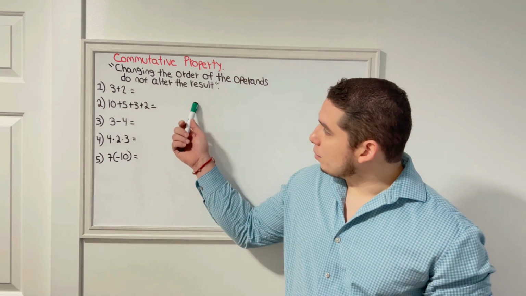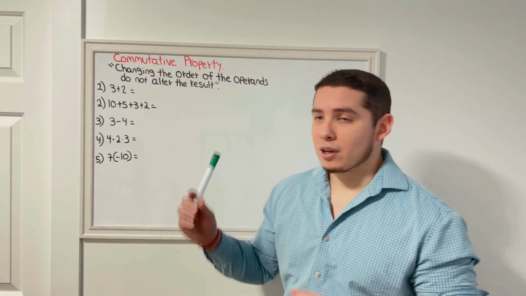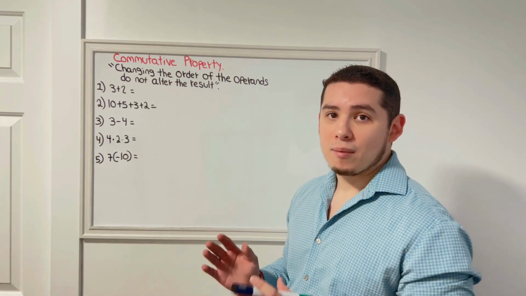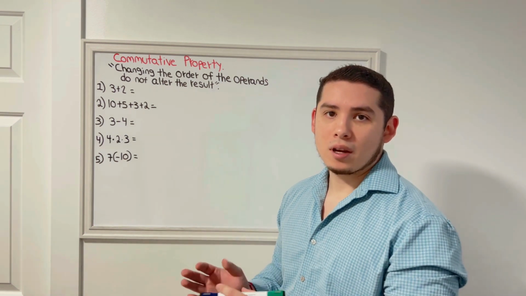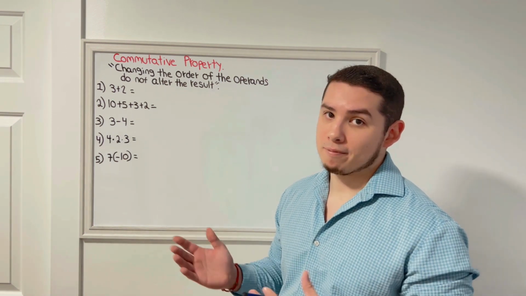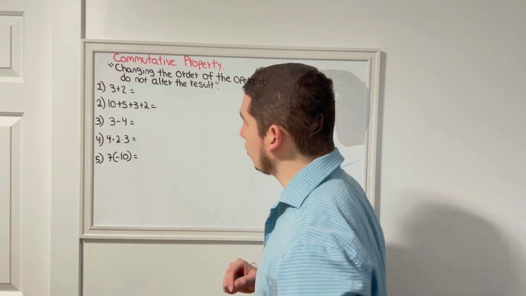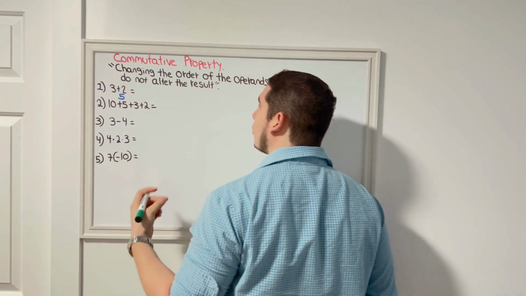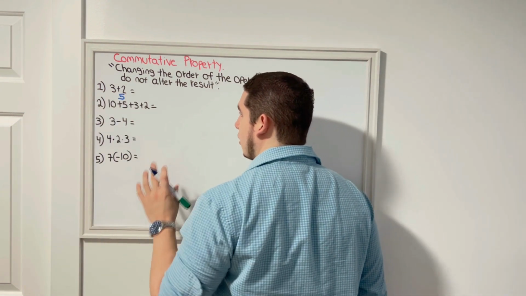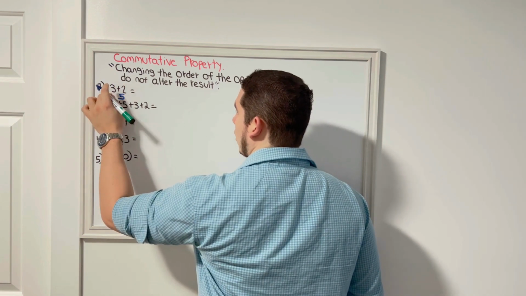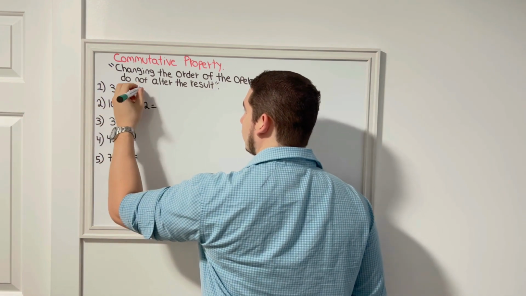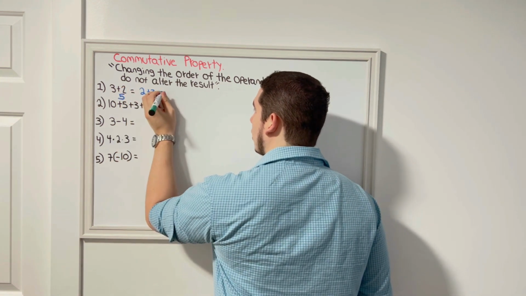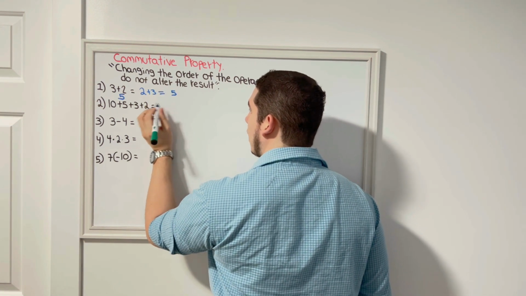Anyway, let's solve this problem to make the property more clear. Oh, one more fun fact. The word commutative comes from the word commute, which means move around. Anyway, 3 plus 2 equals 5. But we want to apply the commutative property. Therefore, we could say that 3 plus 2 can also be 2 plus 3. And if we solve this, the answer is also 5.